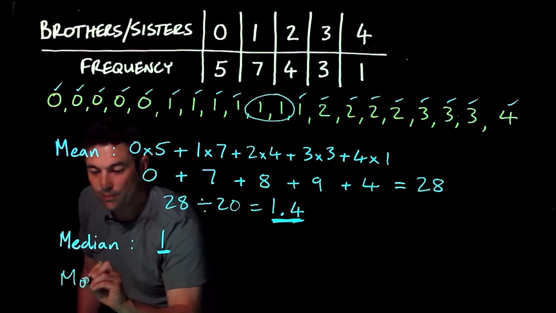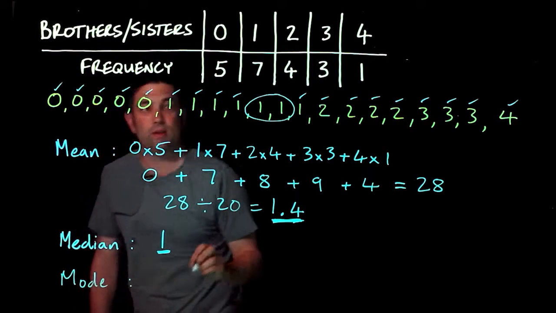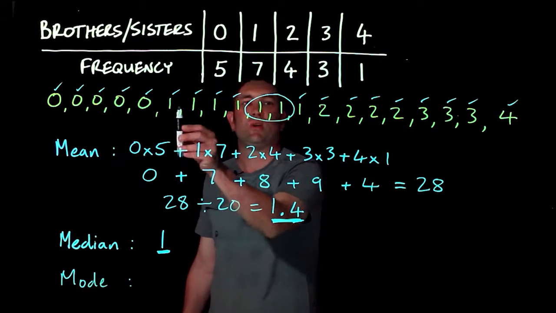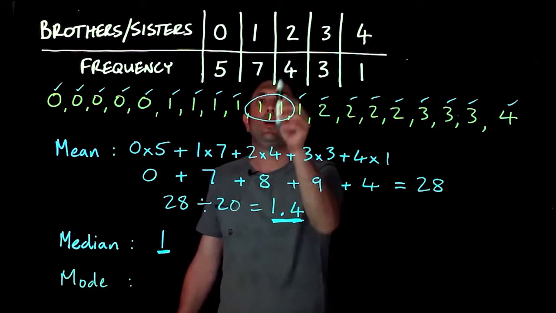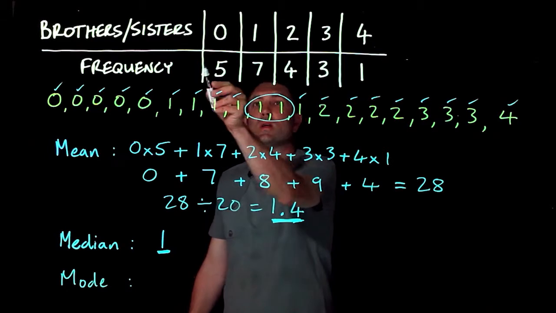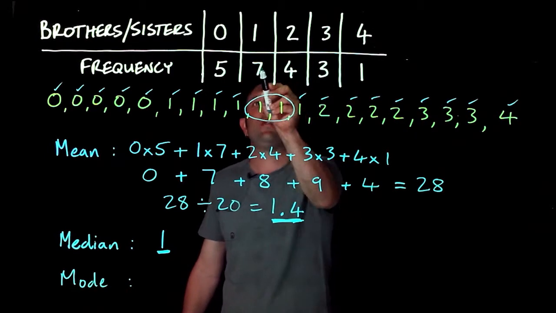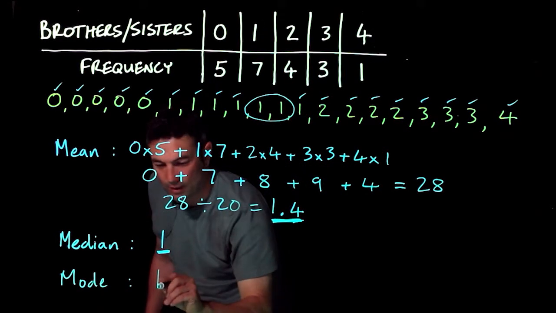Now the mode is which appears the most. So which number appears the most? Well, you can see here it's 1, or it's the one with the highest frequency. So look along this, which has got the highest number, 7 there. So 1 is the mode.